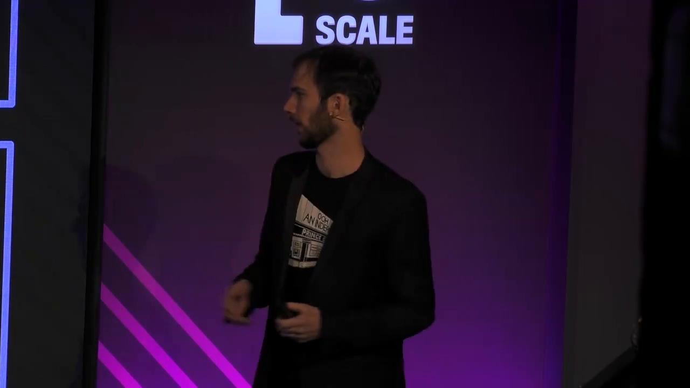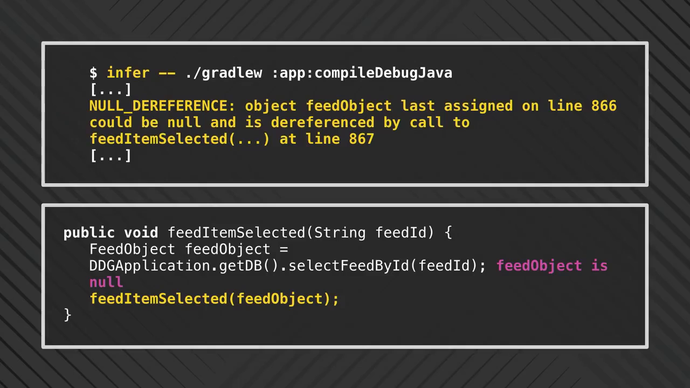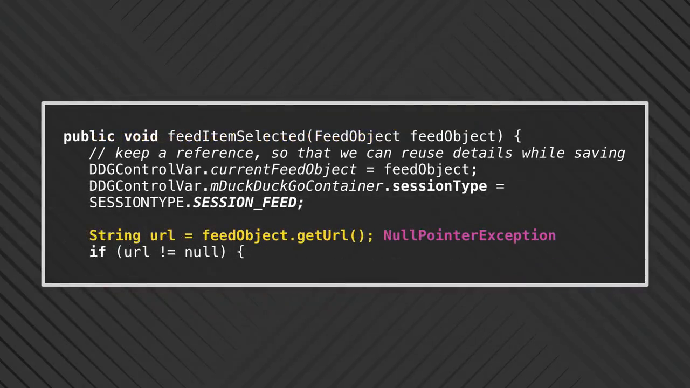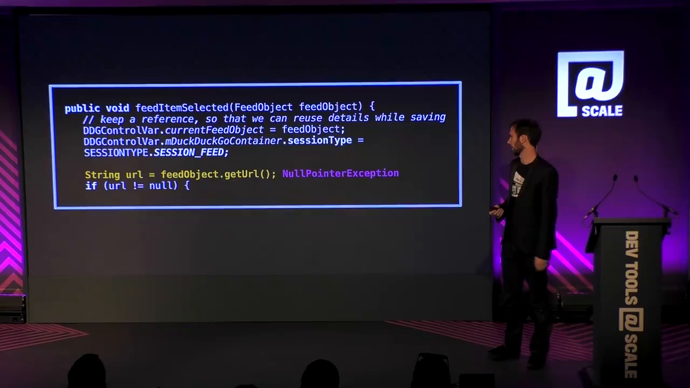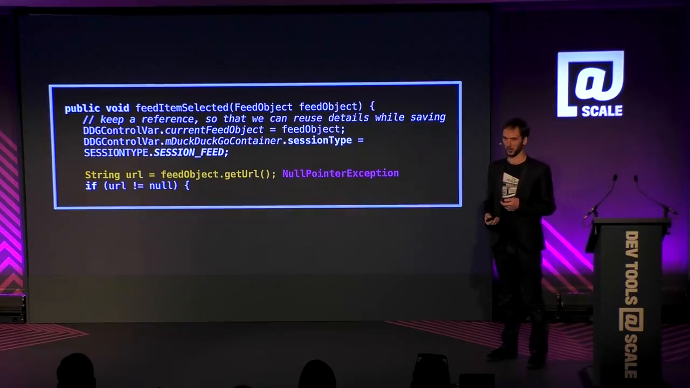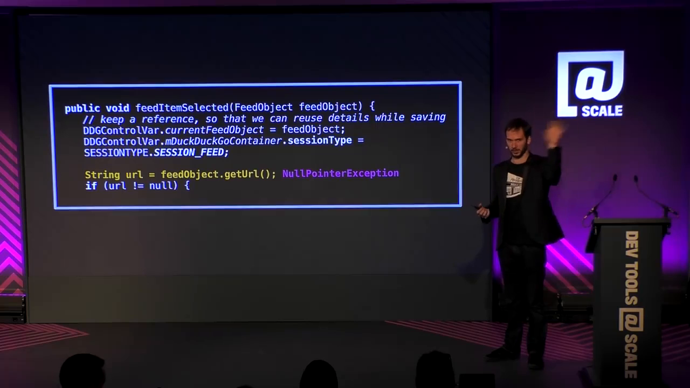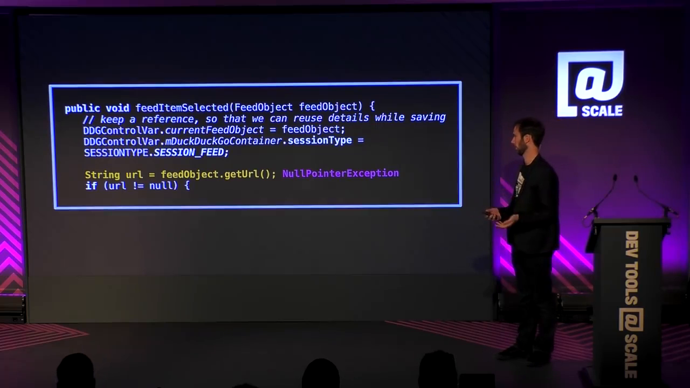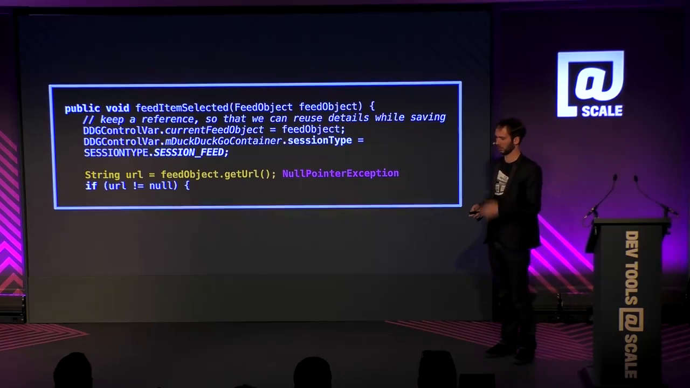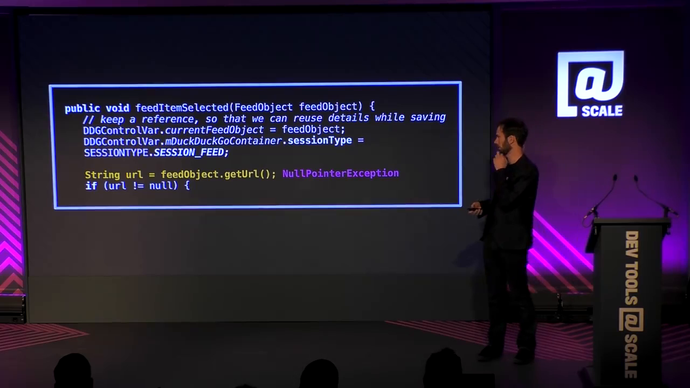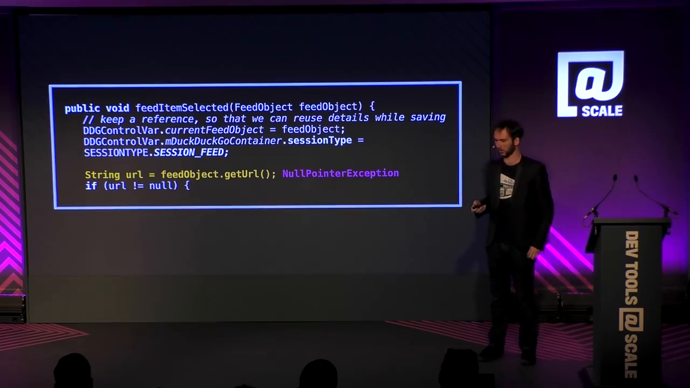So at this point, feed object could be null, and now it feeds into another method. And if we go look at that method, feed item selected, we see in its body that in the first few lines, it will call a method on that object. And in Java, if the object is null, you would get a null pointer exception here. So that's what Infer flagged. It was able to track the null value across several procedures to give you a bug report. And it will also provide you this trace that goes across these procedures, so you can see why it thinks there's this null pointer exception.